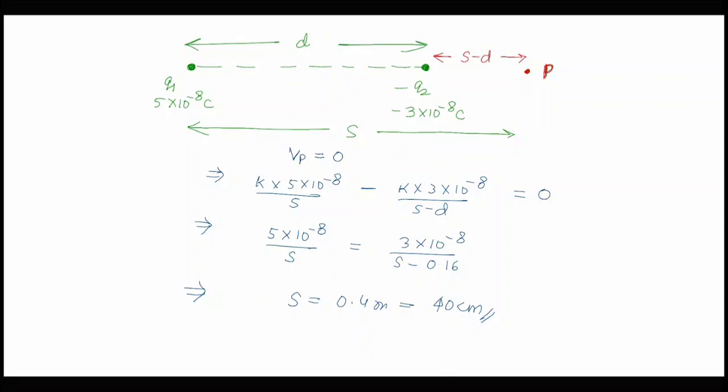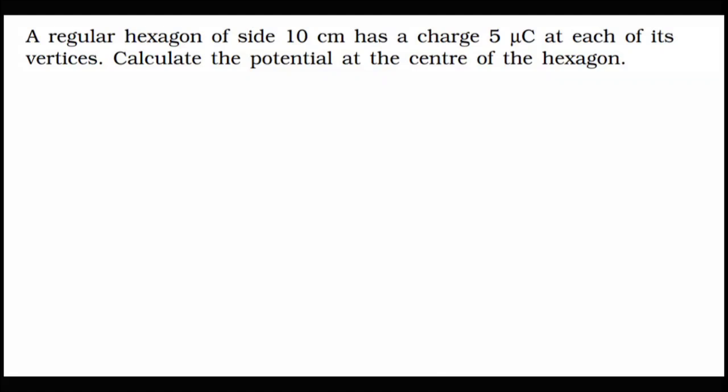So let us deal with the next problem. The next problem states: a regular hexagon of side 10 centimeter has a charge 5 microcoulomb at each of its vertices. Calculate the potential at the center of the hexagon. So if we consider this problem, we draw the setup in this way that for a hexagon, all the sides are equal.